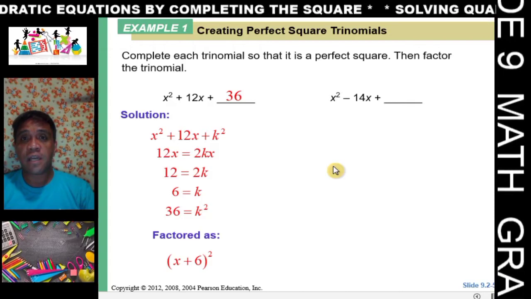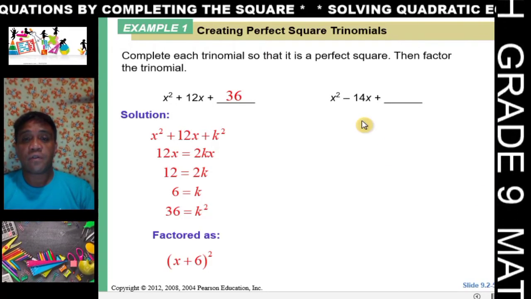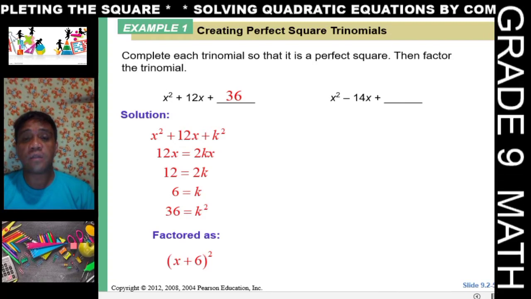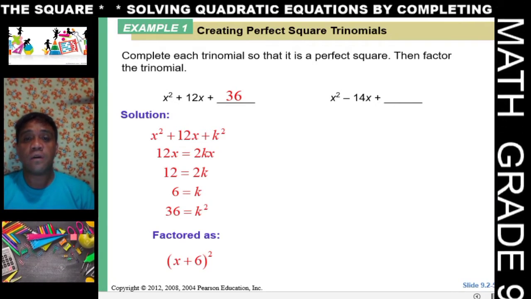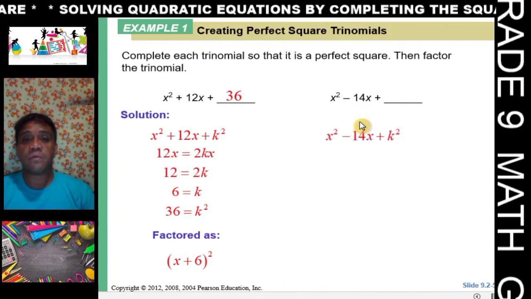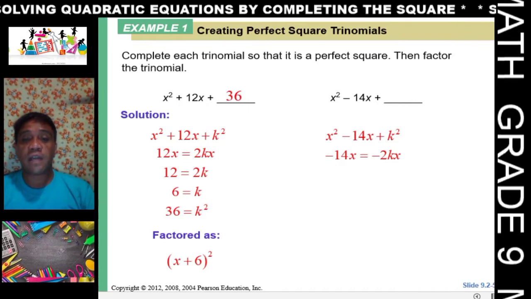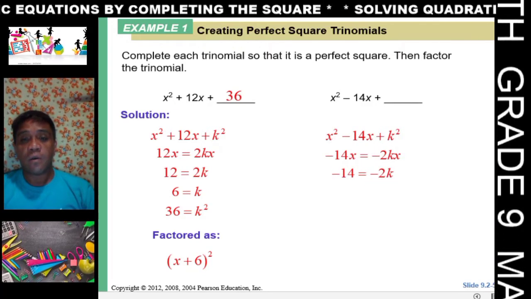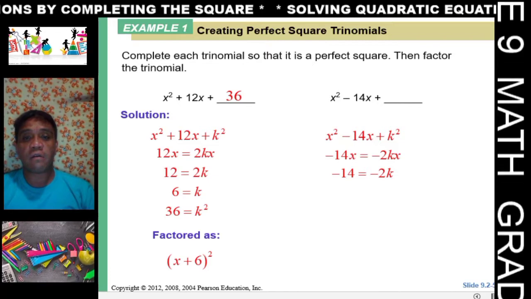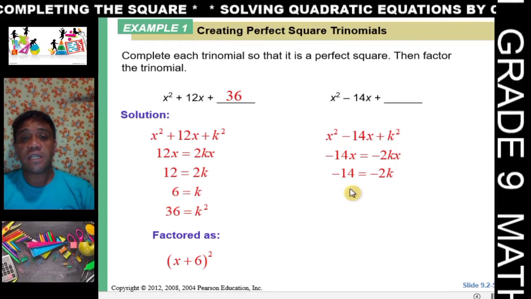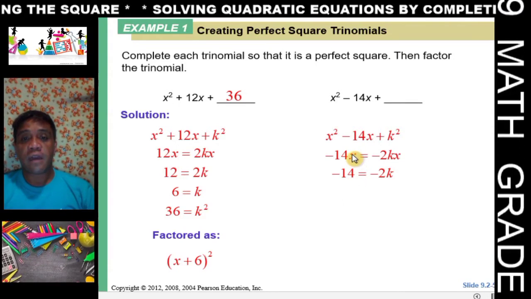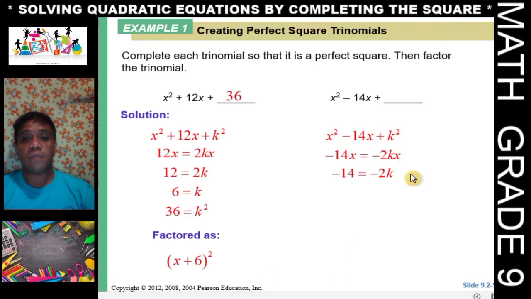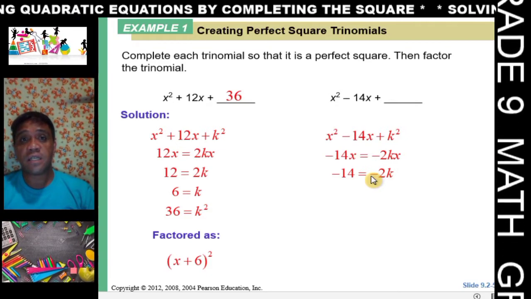Let's proceed to the other example, which is x squared minus 14x plus k squared. Still the same, we're looking for the value of k squared, but take note that the value of 2kx is equal to negative 14x. So we have negative 14x is equal to negative 2kx. Because we have x on both sides, they are the same, so we are going to cancel them out. So what we have now is negative 14 is equal to negative 2k.